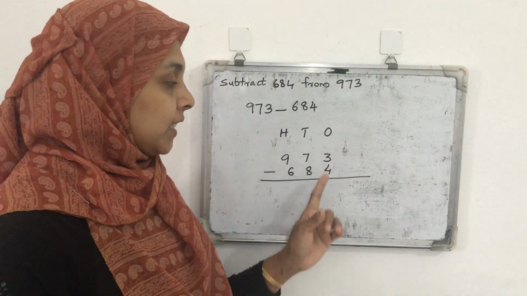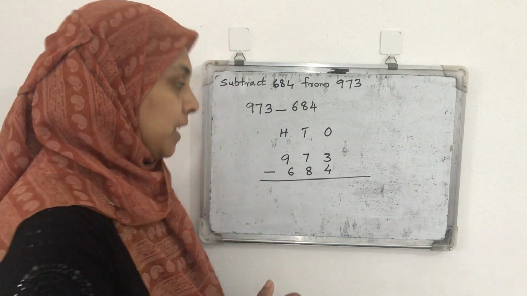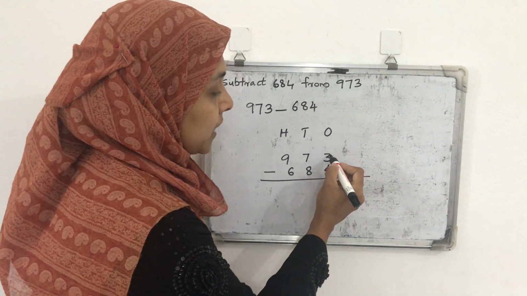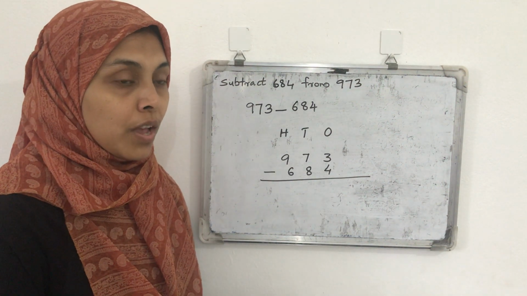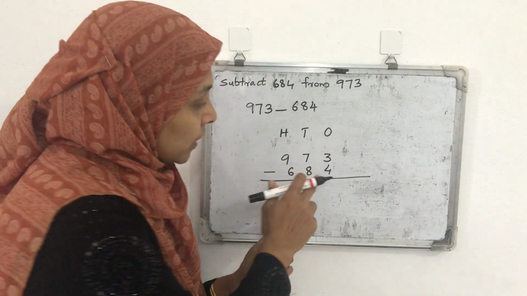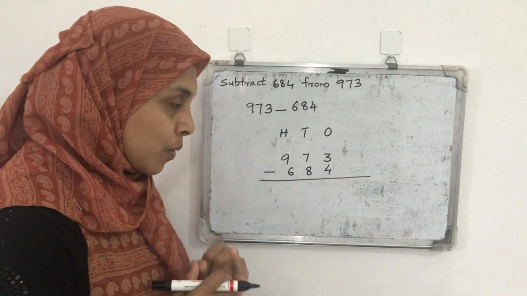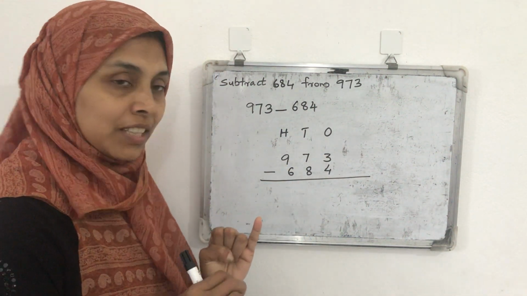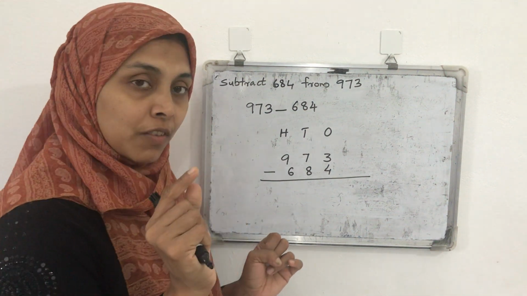Okay. Now first subtraction, we are starting subtraction from which place? Yeah, ones place. Here first subtraction is 3 minus 4. Here also the number 4 is bigger than 3. So it is not possible to subtract 3 minus 4. Okay. All of you want to care one thing.